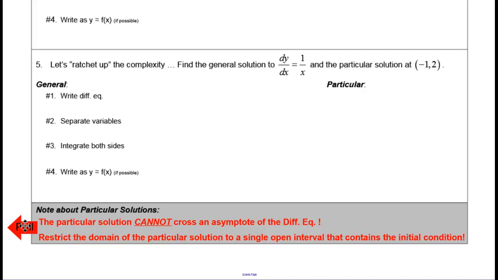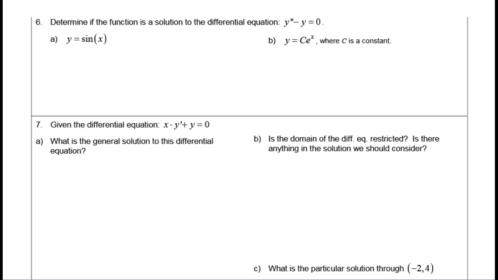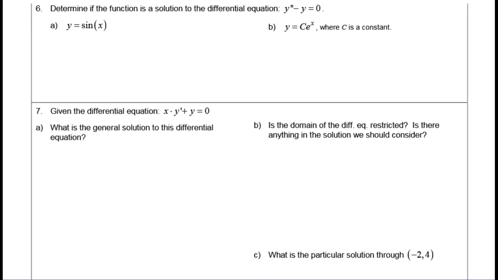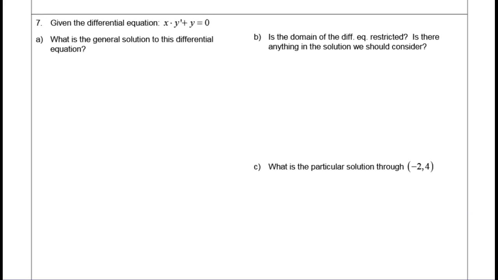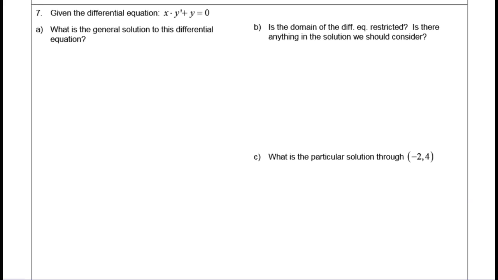So what are we going to do now? Well, we're going to go to page 2, and we're actually going to solve example 7 and then example 8. For example 7, we're given the differential equation xy prime plus y equals 0. And the first thing we're asked to do is find the general solution to this differential equation. Remember the steps from page 1. We're going to write, separate, integrate, and rewrite.